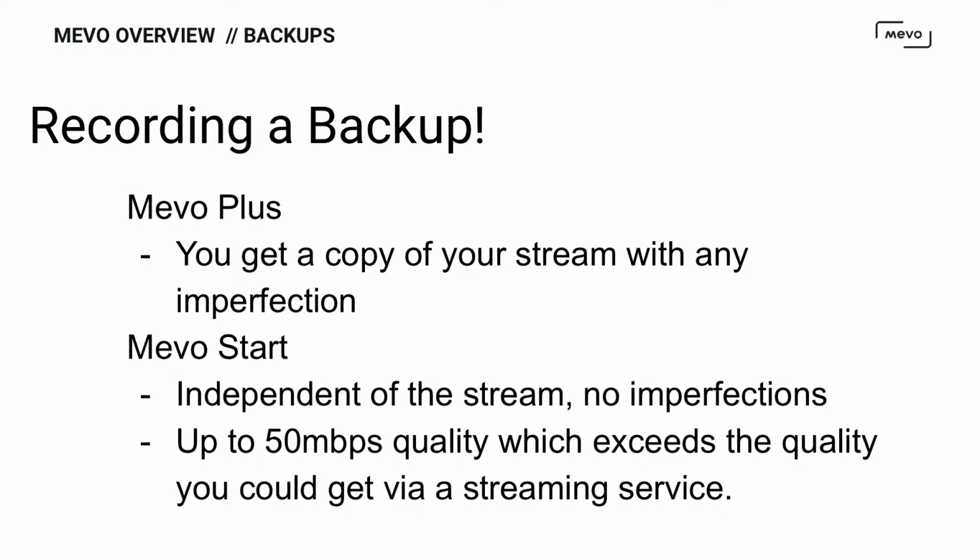So obviously that 50 megabyte per second bit rate is going to be significantly better than that 6 megabyte per second. So you're actually going to get not only a copy of that recording, it's going to be better quality overall as opposed to that lower quality that you'd get with the Mevo Plus recording. So there's definitely some huge benefits when it comes to those options.